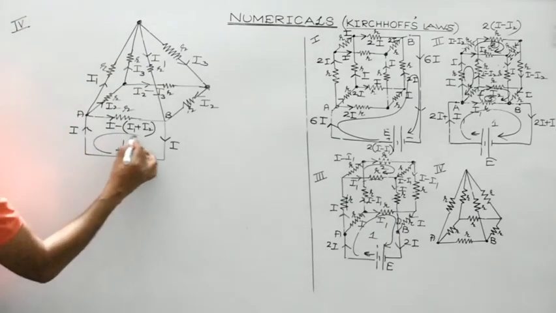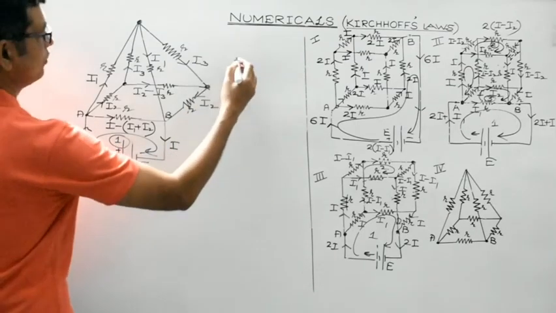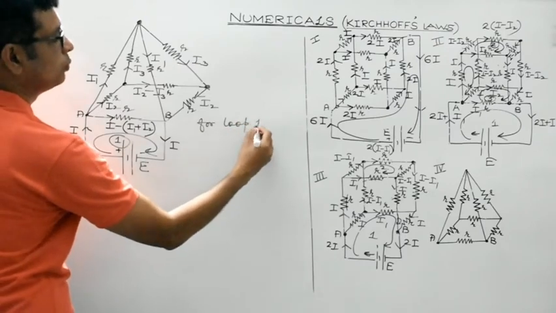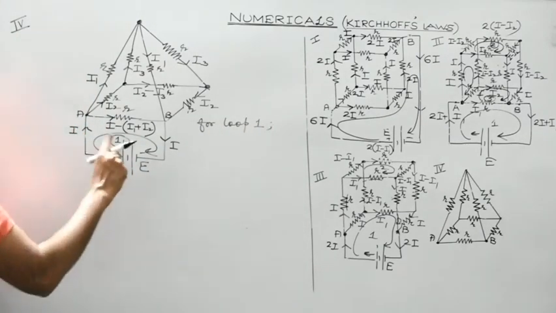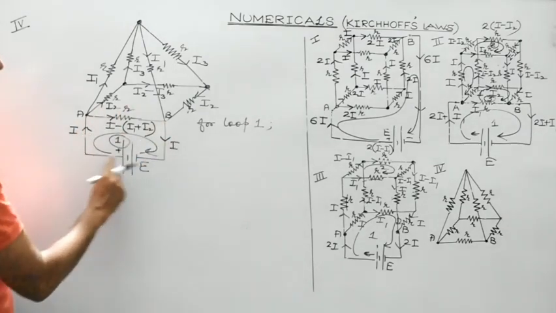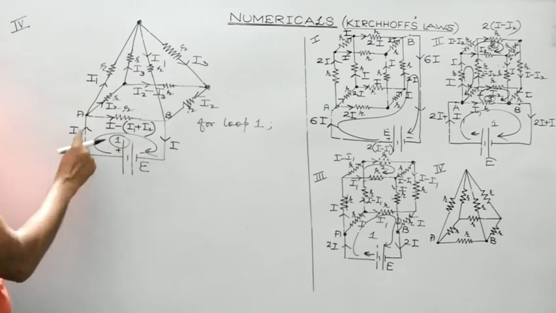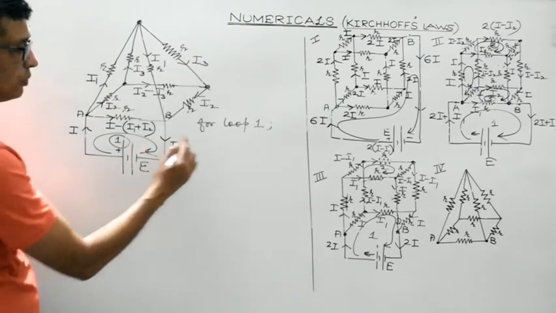Let's consider this loop. This is loop number 1. So for loop 1, let's consider the loop 2. So we are considering this loop in the clockwise direction. Only EMF is E, and this cell will send current in the same direction as that of the measurement of the loop. So as per the sign convention, this EMF is to be assigned positive sign.